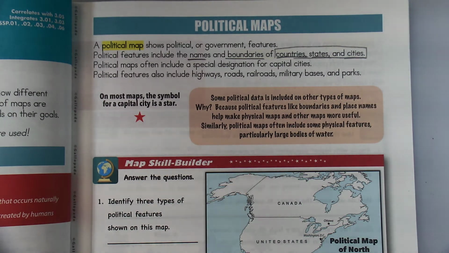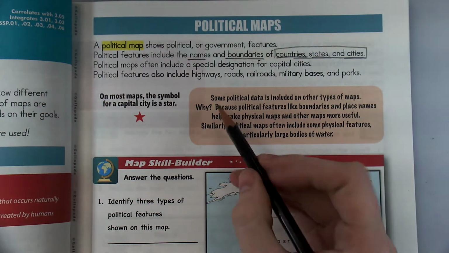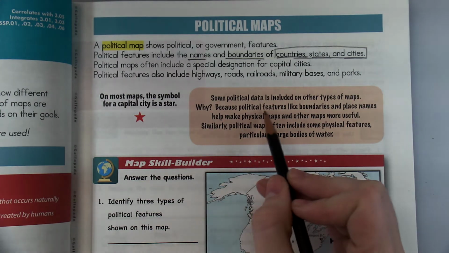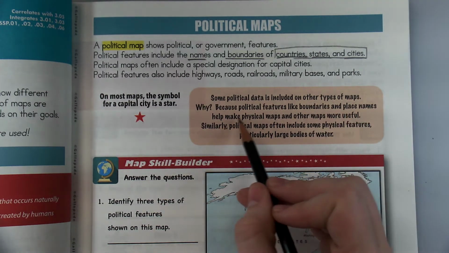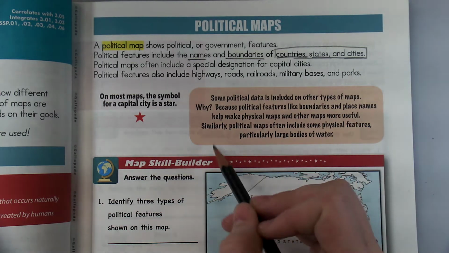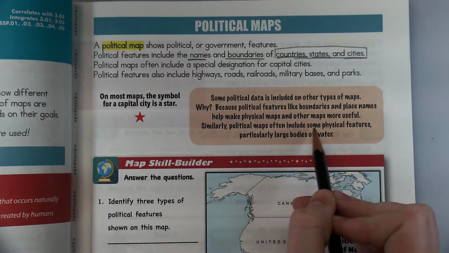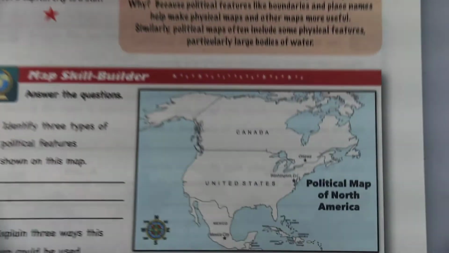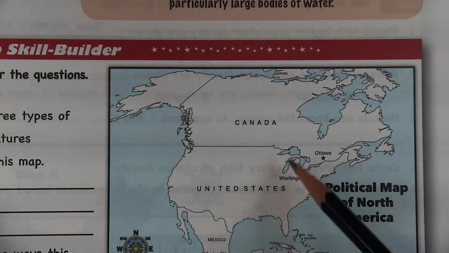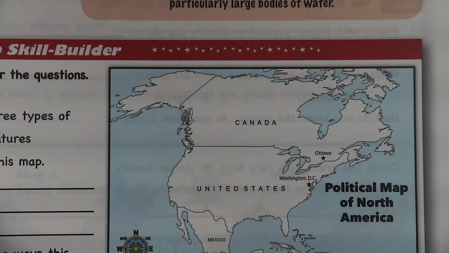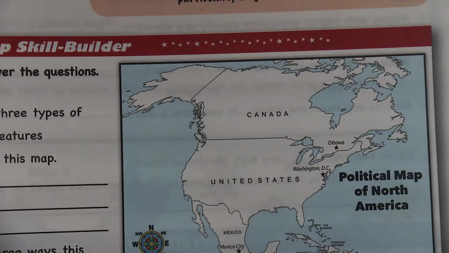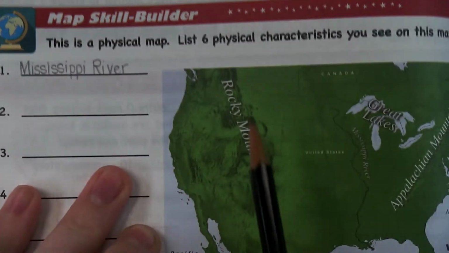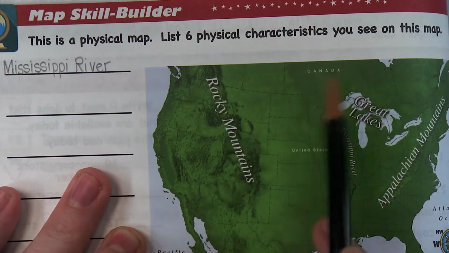Let's go ahead and read this real quick before we get into political maps. Some political data is included on other types of maps. Why? Because political features like boundaries and place names help make physical maps and other maps more useful. Similarly, political maps often include some physical features, particularly large bodies of water. So as you can tell, you can see the Great Lakes here, even though this is not technically a physical map. Also, the same thing, you can see political things here, such as the border between the United States and Canada.